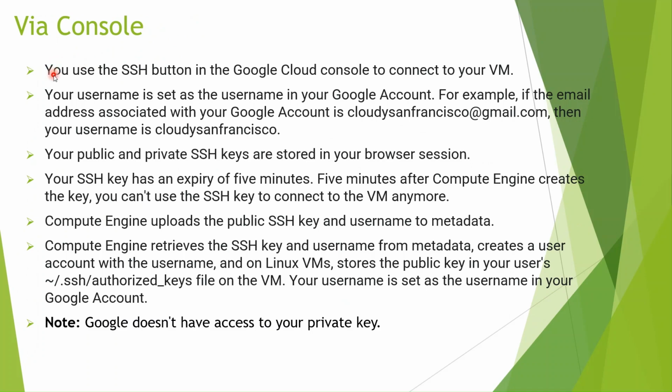Via console means when you click the SSH button in the Google Cloud console, it will help us connect to our VM. It sets a username from our Google account. Suppose your email is something like cloudy San Francisco at gmail.com, it will create a username like this, and it will store our public and private SSH keys in the browser session, and it has an expiry of 5 minutes.